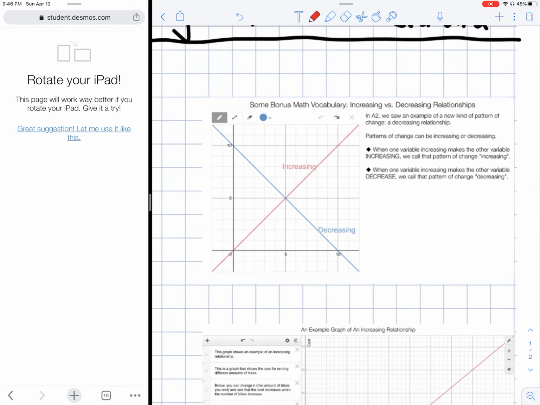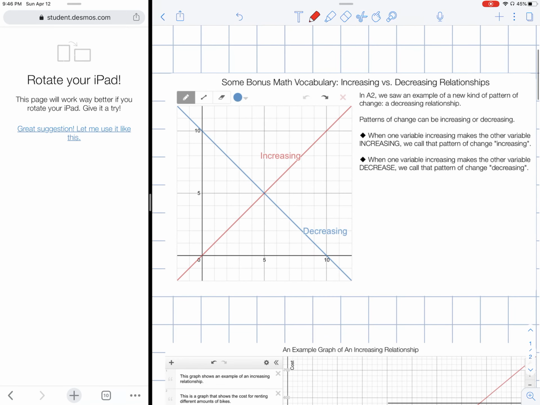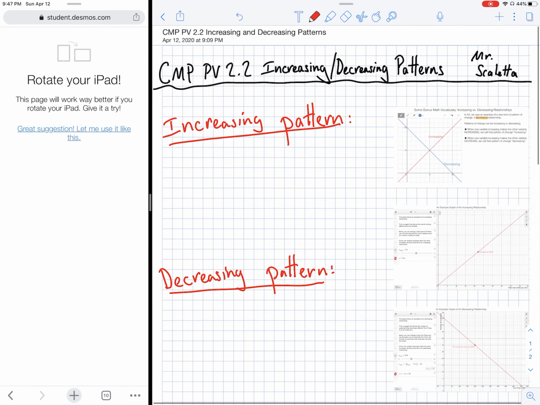So on Desmos, we have a slide that tells us a little bit more about what these terms mean. So it says, we saw an example of a new kind of pattern of change, a decreasing relationship, right? Patterns of change can be increasing or decreasing. And it gives us an example. It says, when one variable increasing makes the other variable increase, we call that pattern of change increasing. So let's write that definition over here.